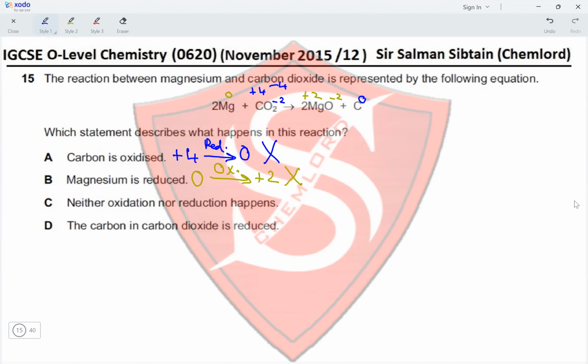Next, neither oxidation nor reduction happens. No, we have just discovered both of them are happening together. It is a redox reaction. So this statement becomes incorrect. And lastly, the carbon in carbon dioxide is reduced. So we have +4 going to 0, which is reduction, which is correct. So this makes option D the correct option for this question.